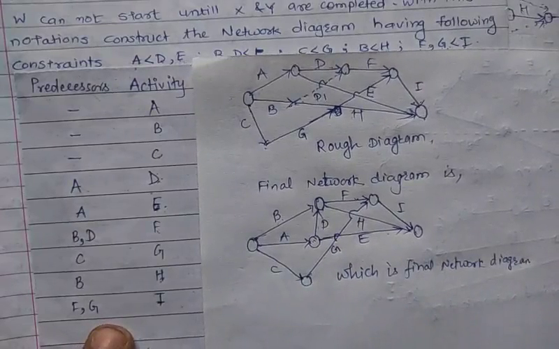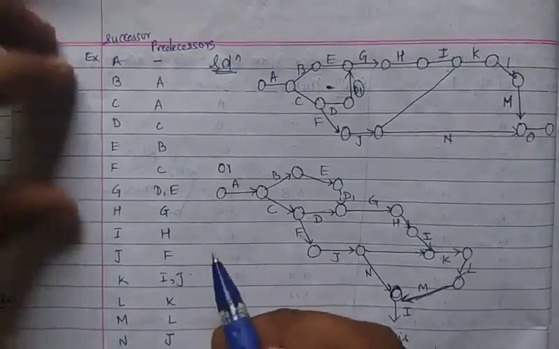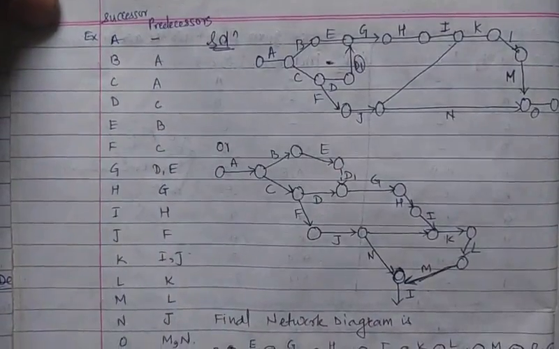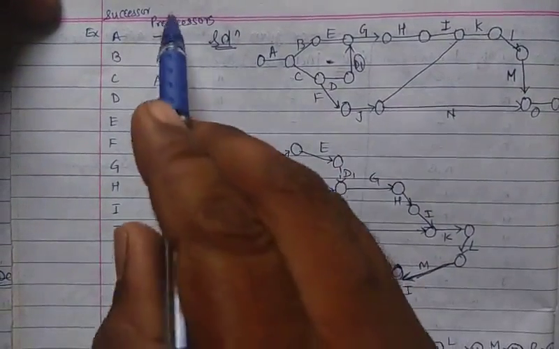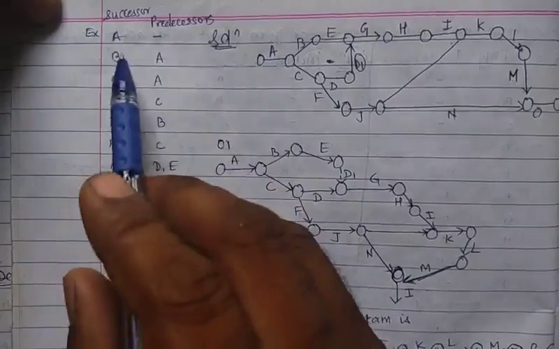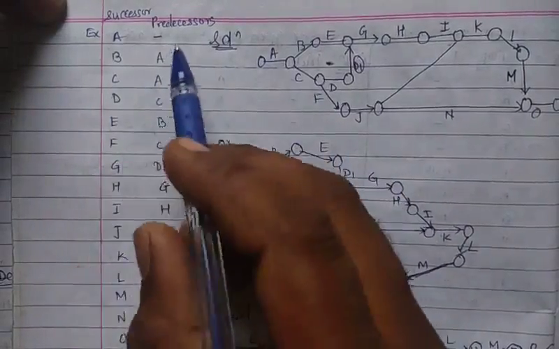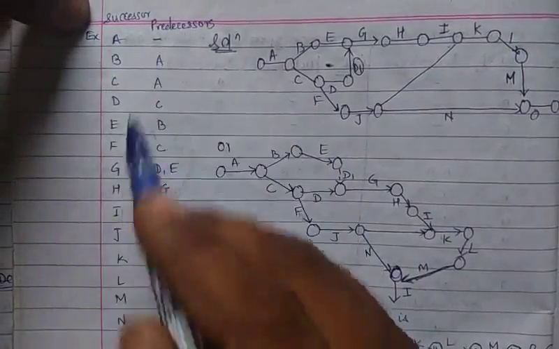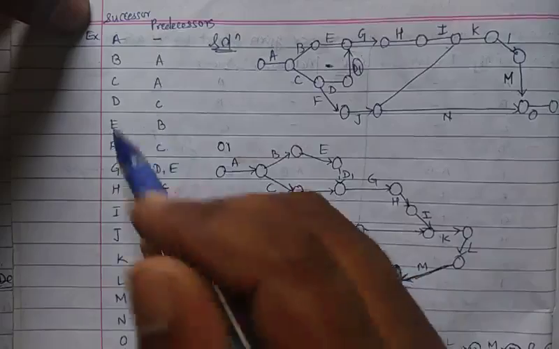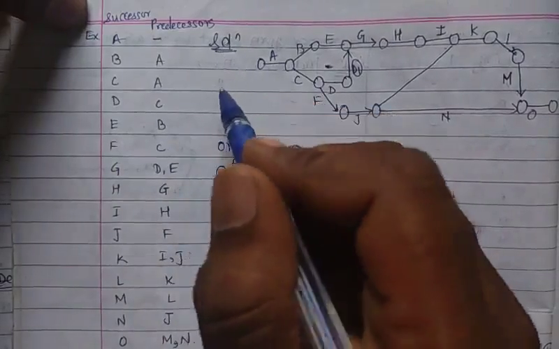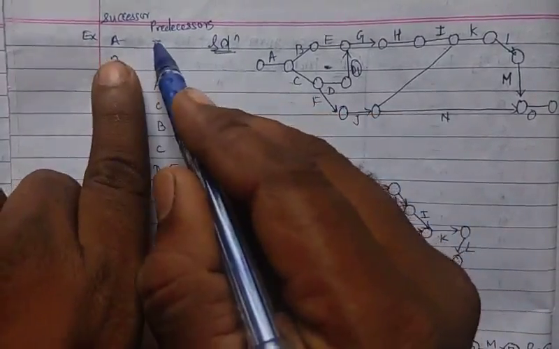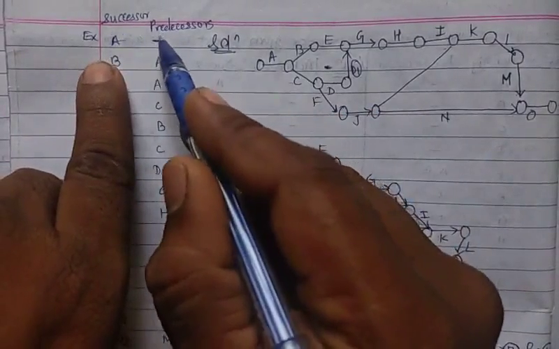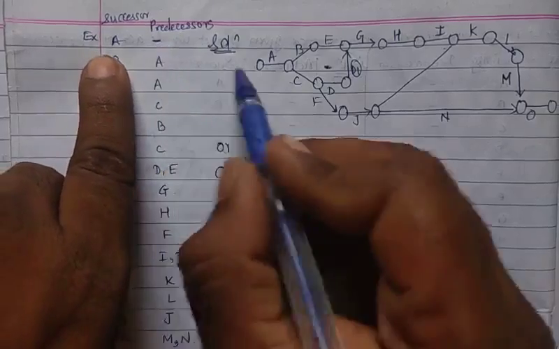Now let's see another example. In this example we have these successors up to O, and these are the predecessors of the given activities. Okay, so first write down the predecessor activity and the successor activity up to O. Now make a linkage. First, event A has no initial predecessors, so this is the first activity.